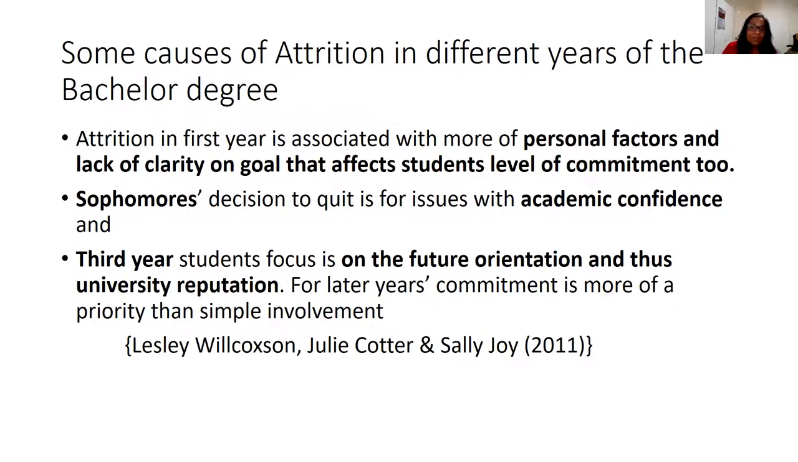Some causes of the attrition in different years: in the bachelor's degree's first year, as you can see here, it is the lack of clarity of the goal, and thus the commitment levels are lesser and the students tend to leave the university. In the second year, there is a greater deal of attrition. Almost 50% of the attrition is from there, and it is due to the lack of academic confidence. And the third year is related to the university reputation and future orientation.